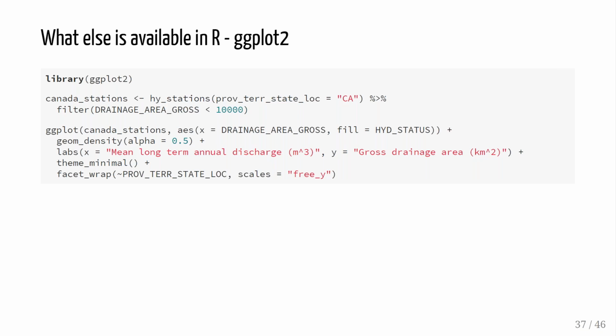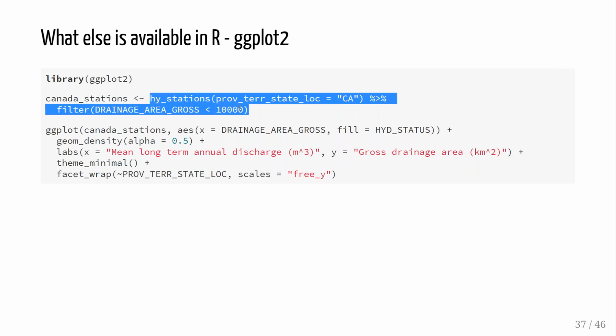You don't need that much code to do some really nice plots. So this is just an example of how we can get from something in HIDAT to a plot that gives us some insight pretty quickly. I've taken HIDAT stations, and I've got an argument for the province, territory, state, or location, so this is the jurisdiction. There's a little convenience function where if you say Canada, it gives you all the Canadian stations. Say I'm interested in drainage areas that are under 10,000 square kilometers. And so these are these Canada stations. This is something that we've already done.